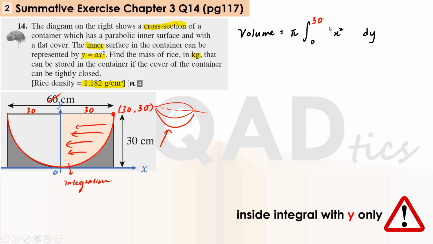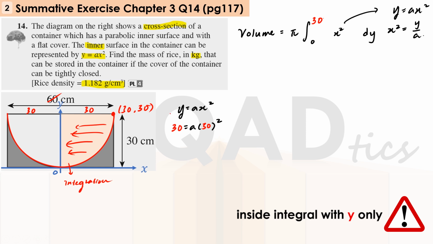Okay. And then for this x squared, we change it to be in terms of y. So let me use this equation, right? So let's change a bit. x squared on the left. So now it's y divided by a. But what is a? Right, so to find the value of a, quite simple, because here we have this coordinate already. We just need to substitute inside this equation, the same equation, right? So substitute x and y with 30, so you'll get a equals 1 over 30. And if we substitute back here, this one will become 30y, right? So this x squared I will change it to 30y.